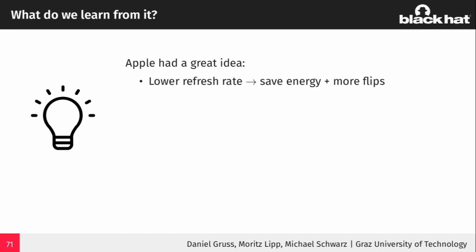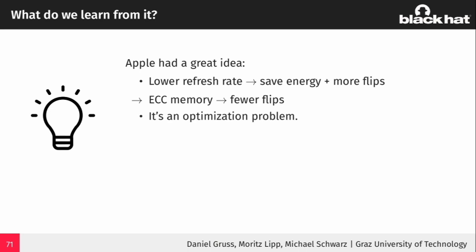Also something we want to talk about, Apple had a really, really good idea. They wanted iPhones to lower the refresh rate to save energy, but yeah, they get some more flips. But they just added ECC memory to their iPhone, so then they had fewer bit flips again. So they save battery. Nice trade-off. Okay, that's a great idea. But this also shows that it's an optimization problem.